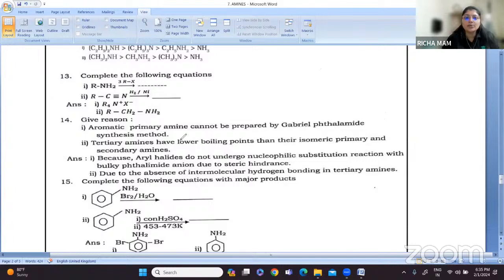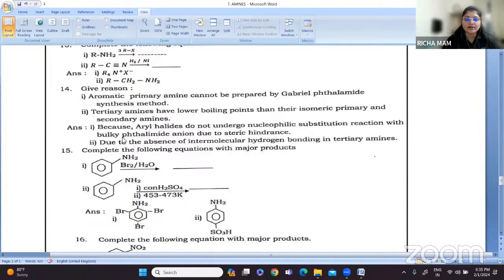Okay. So aromatic primary amines cannot be prepared by Gabriel phthalimide synthesis. Why can they not be prepared by Gabriel phthalimide synthesis, students? Because of aryl halides. When we take the aryl halides, phthalimide first we have to react it with what? KOH. It is formed into a potassium salt of phthalimide.